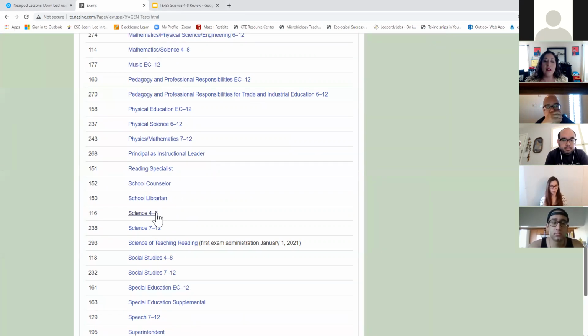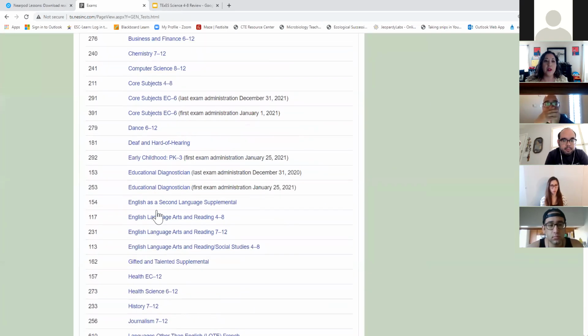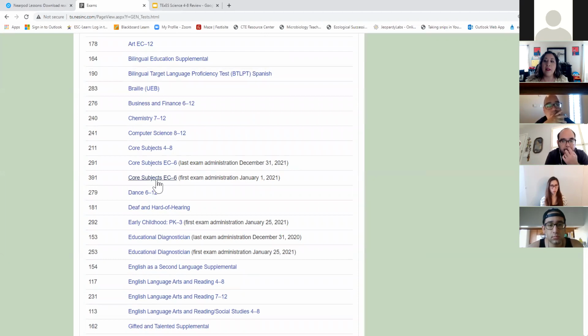If your certification area is EC6, then I would suggest you open up the Core Subjects EC6. And if you have not tested yet, it doesn't really matter, because the science competencies will be the same. It doesn't matter which one of these you pick for science. That way, as we go through the information, you can see if there's a descriptor that we maybe didn't cover very well, or something you feel you need to go back and review or research more. You can just jot those ideas down.